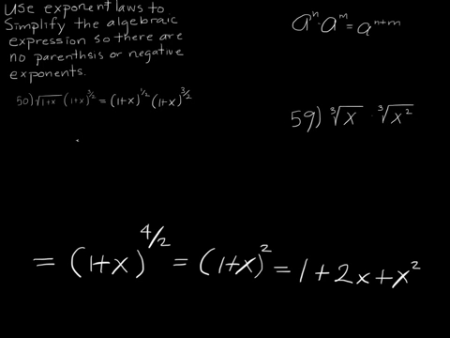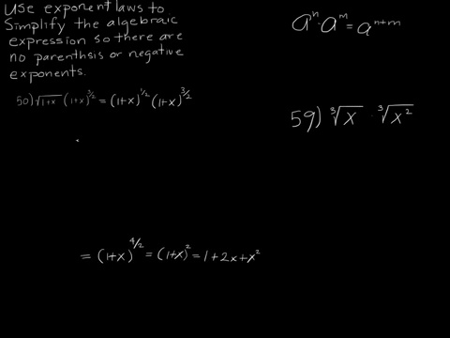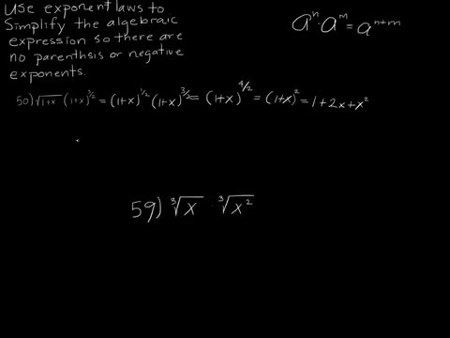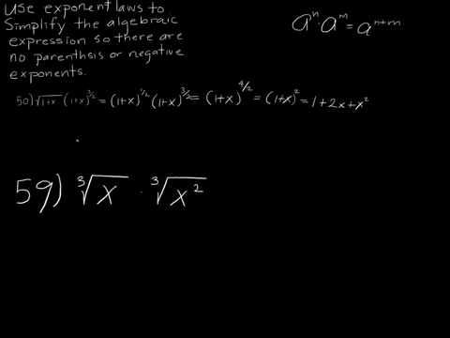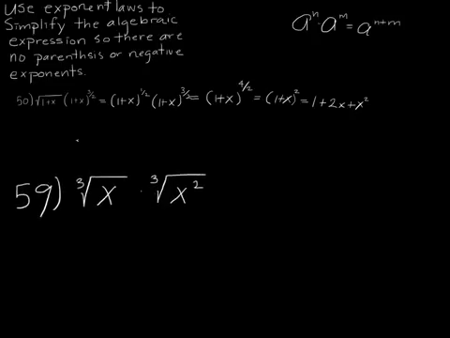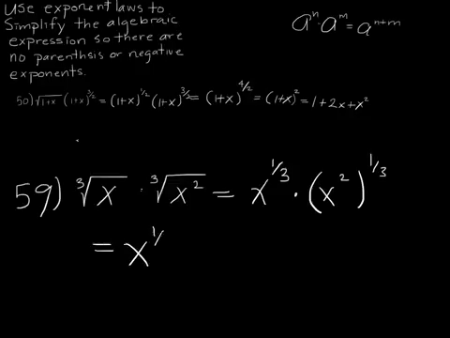Okay, so now we can move on to number 59. 59 is essentially the same thing, except we want to get rid of both of these radicals. So we can rewrite this as x to the 1/3 times x squared to the 1/3. Now combining these two exponents, we get x to the 1/3 times x to the 2/3.